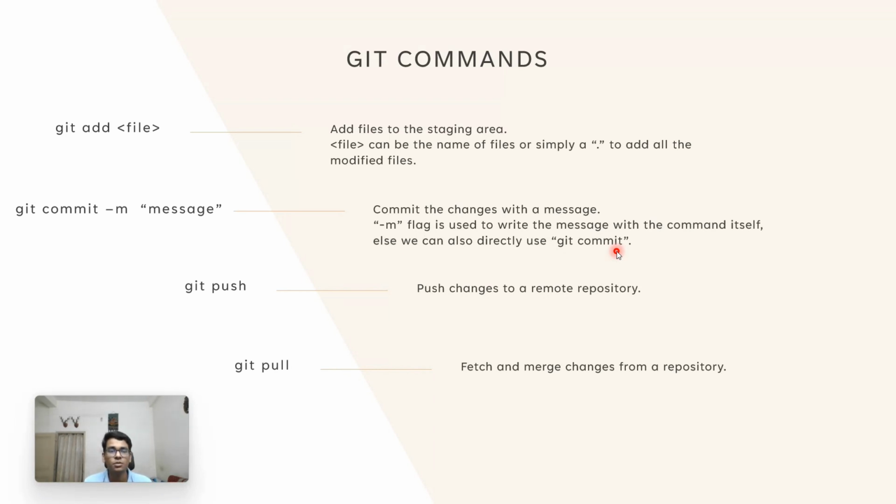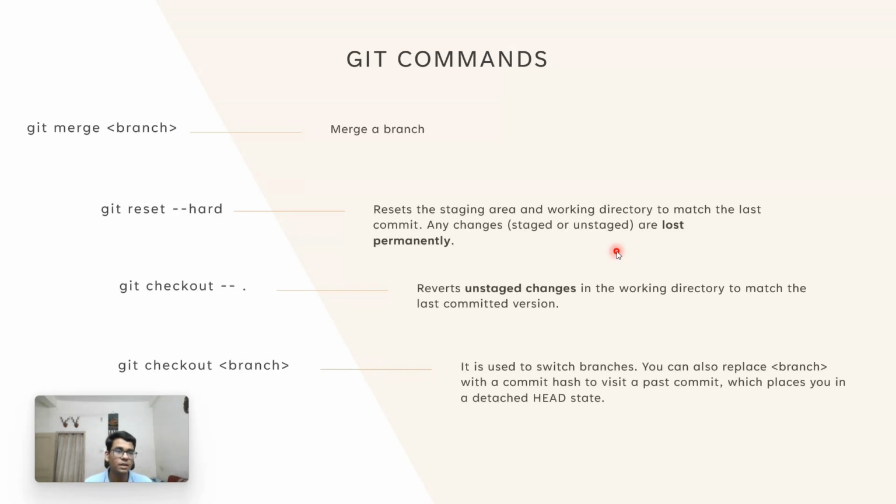git push. This command is used to push all of the local commits to the remote repository, while the git pull command is used to fetch and merge those changes from the remote repository onto our local repository. The git merge branch command is used to merge two branches.